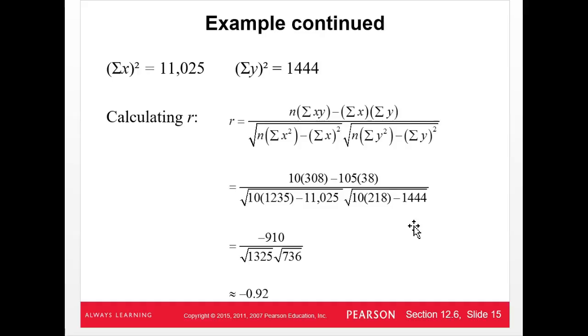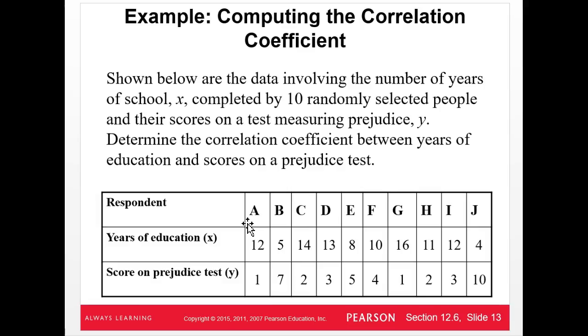Alright, and then plugging it in, that would give me this thing right here, and then going to a calculator or something, simplifying, I would get that negative 0.92. Alright, now let me show you how easy this is in Excel.